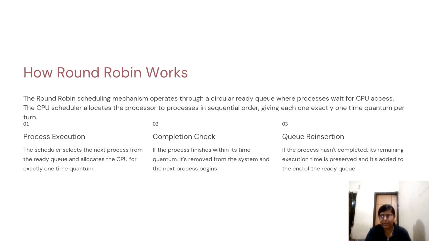The ready queue is maintained in a circular form. Processes are picked one by one for execution. If completed, it is removed. If not, it goes to the end of the queue. The cycle continues until the process is completed.